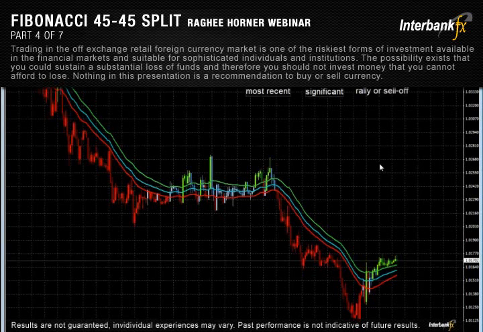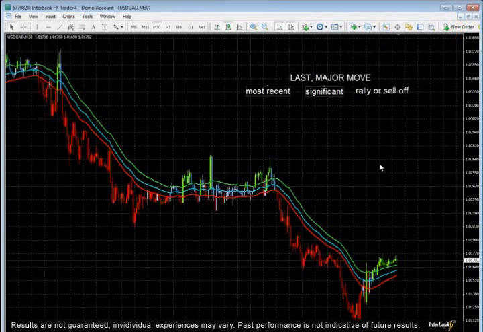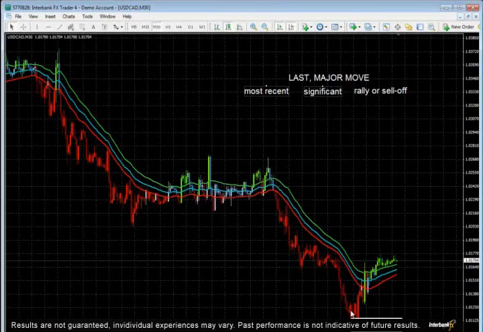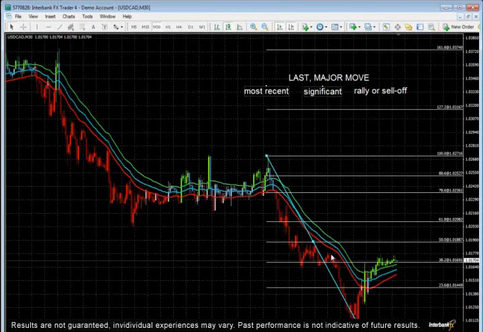The most recent significant rally or sell-off. We're looking for a combination of those three things. And that's where a lot of the objectivity comes in for Fibonacci. So would I call that smaller Fibonacci move the most recent? Yes. Is it the most significant? Probably not. Is it a rally or sell-off? Yes. So what qualifies as all three? I'd say this move right here versus a smaller move we saw here.